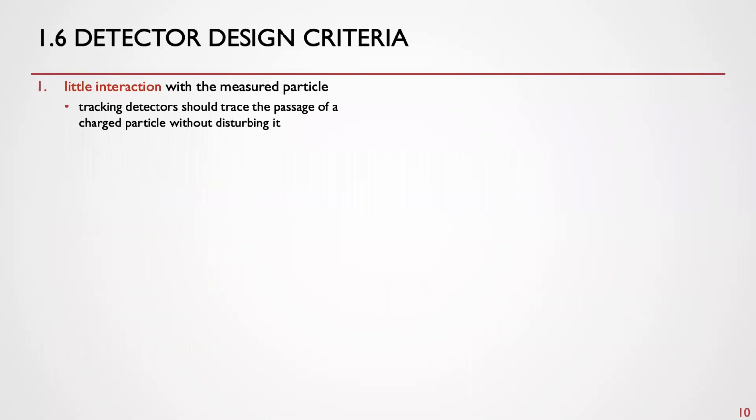Now, what are important detector design criteria? Begin to view this from the other end. First of all, you want little interaction with the measured particle. For example, a charged muon or an electron traverses the detector. You want to measure its path, so you want to track its path. You do not want each measurement to completely change its momentum, because you lose the information of the initial momentum that it had. So you want to track a particle with as little interaction as possible.